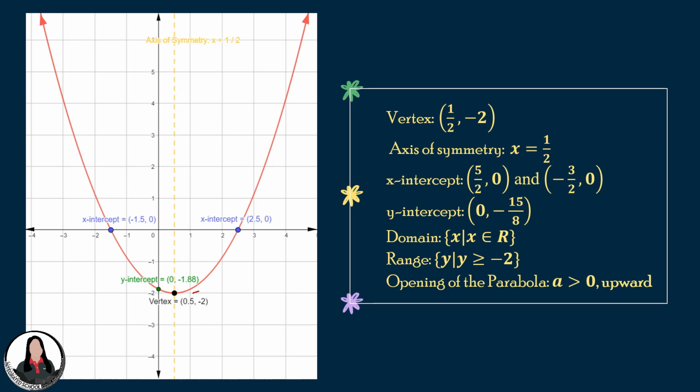Next, we have the axis of symmetry. So, pwede natin siyang makuha by getting x equals h. So, that is x equals 1/2. Next, we have the x-intercept or the points where the parabola intersects with the x-axis.